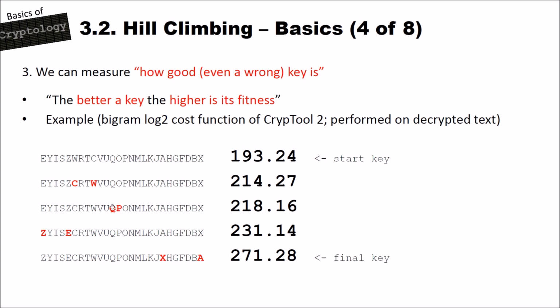And then I do the same here. I exchange also 2 letters and I get a better cost value. And then I do this again with these 2 letters here and it even gets higher. And in the end, with the final correct key, I get the highest fitness value. And this is a huge thing that we can use when we are doing hill climbing.